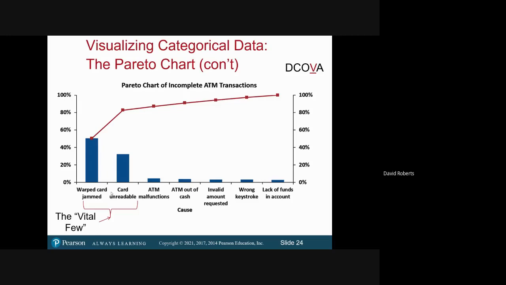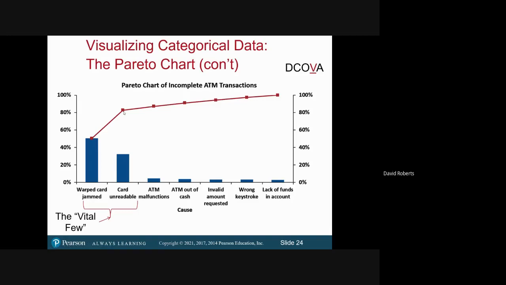And so you start off with the most frequent problem on the left until you get to the far right, which is lack of funds in account, which is the least problematic, or the least frequent error. You can also see the line with the little boxes, and you can see that this is the cumulative amounts. So you would add the warp cable and the card unreadable, and that would give you about 80%.